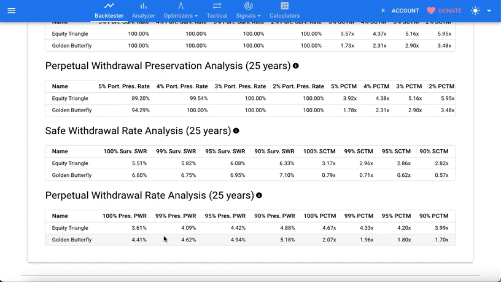But the PWR is a little bit different. If you live longer and your retirement stretches longer, well, actually, you're even more certain that the rate you were using is going to be safe, because that number actually would be higher for a longer period of time.